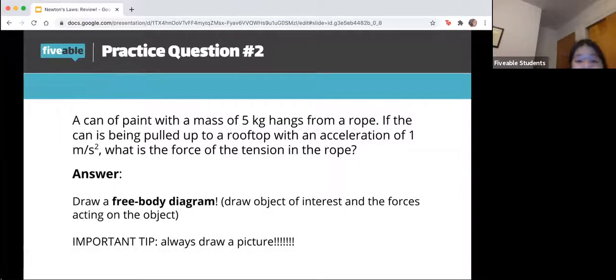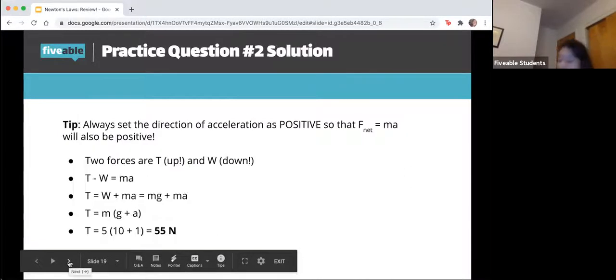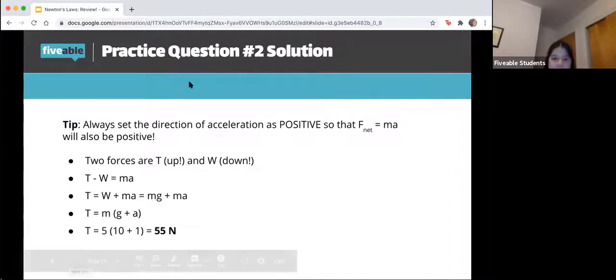So draw a free body diagram. You're going to draw the object of interest. What are all the forces? Always draw a picture. And I think I have the solution on the next slide. Yes. Okay, so let me just draw a picture really quick. So basically, what it's saying. Let me just draw a quick little picture. It was a can of paint.